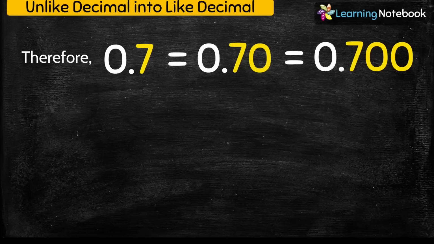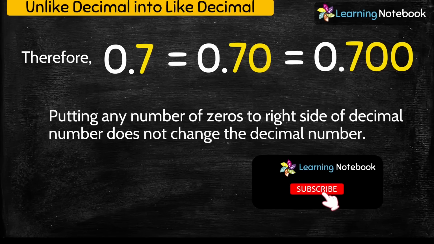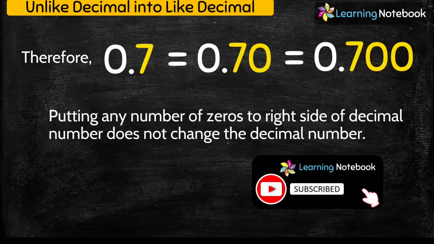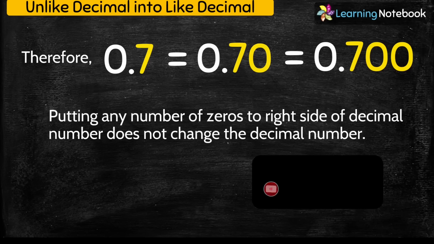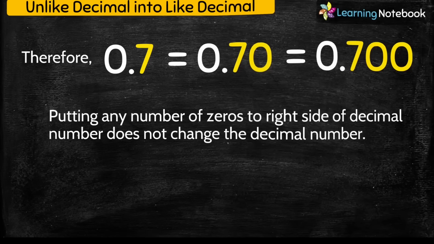So students, this means putting any number of zeros to the right side of a decimal number does not change the decimal number. This is very important to understand, and we are going to use this to convert unlike decimals into like decimals.